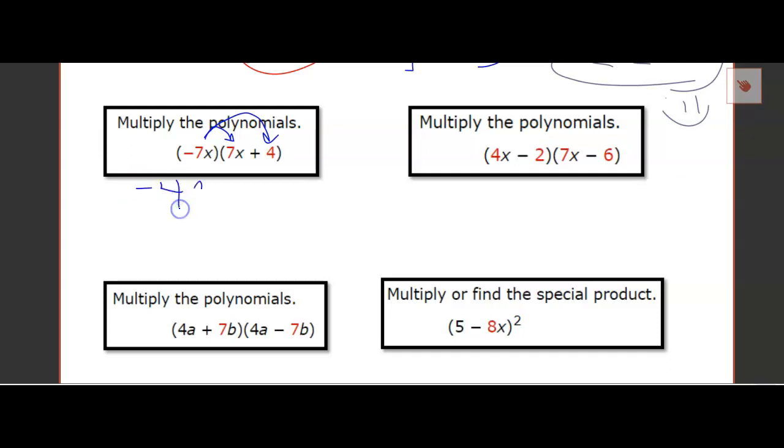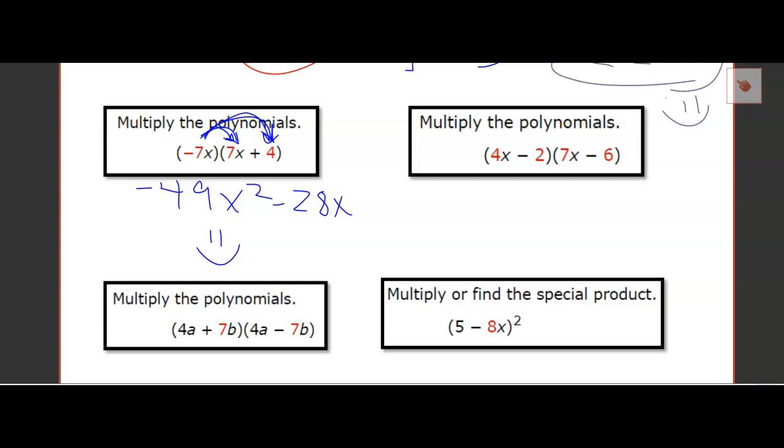So we should get negative 49x squared, the negative 7 times the 7, the x times the x, and the negative 7x times the 4 would give me negative 28x. And there's nothing else we could do with that. That would be our final answer. So that's just distributing a monomial to a binomial. Monomial means it just has one term.